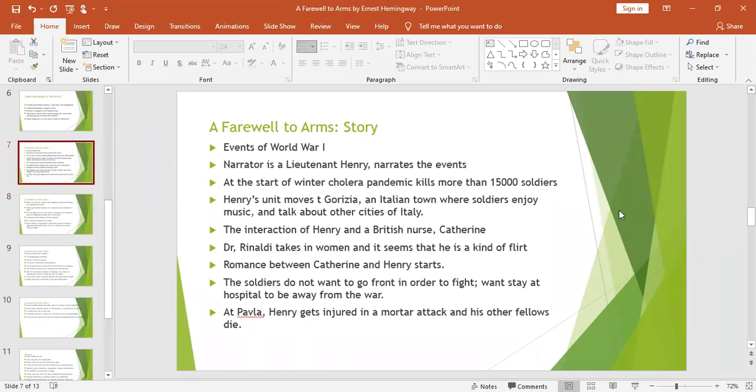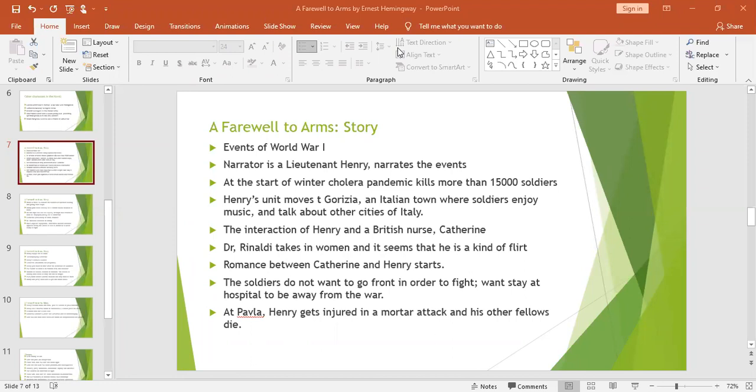Yes, I told you about A Farewell to Arms, and I introduced this novel to you. As you are well aware of the writer, I also told you about his style of writing. Actually, the story is very important because we go in depth into the story in order to know what is happening all around, and then afterwards we come to know about the theme and the purpose of this writing. A Farewell to Arms: the story, events of World War.